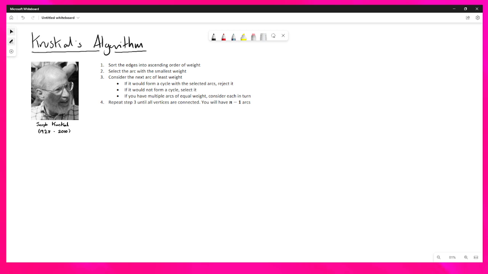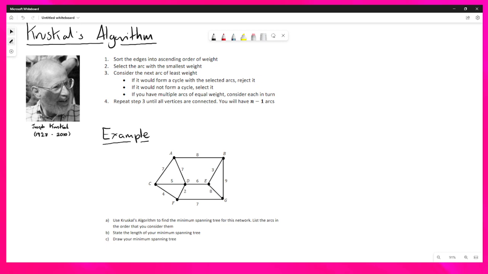Now it's all well and good saying the algorithm like that, but much more useful is looking at an example. So this is the example we're going to work through. We've got a network there, and we're going to use Kruskal's algorithm to find the minimum spanning tree for this network. Now, as I've already said, there are two named algorithms that you will do for minimum spanning trees. In the question, you will be told which one to do.